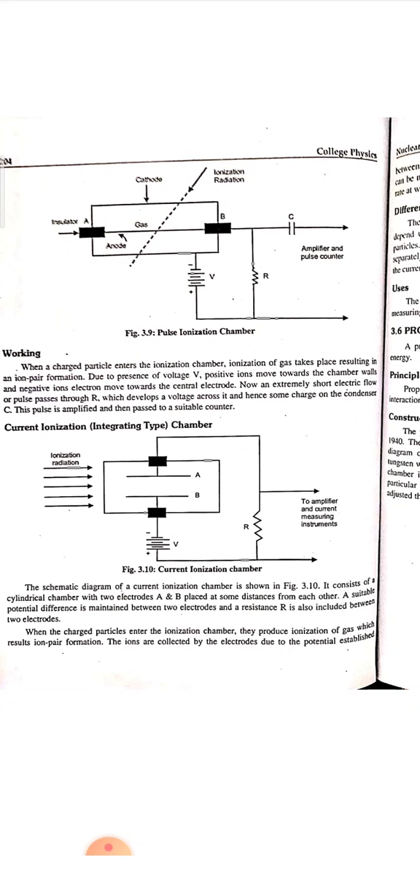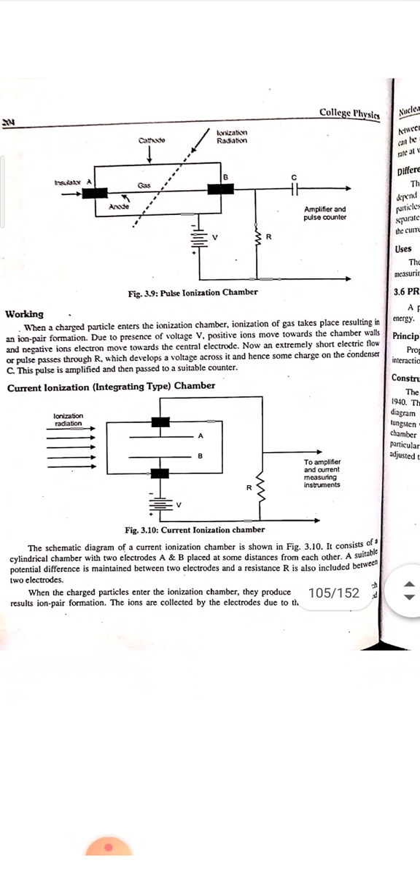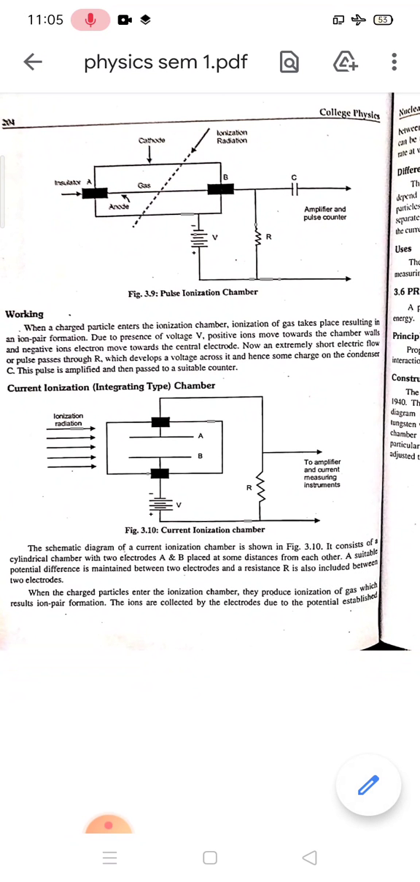Now an extremely short electric flow, or pulse, passes through the R, which develops a voltage across it and leaves some charge on that particular condenser. This pulse is applied, amplified, and then passed through a suitable counter.